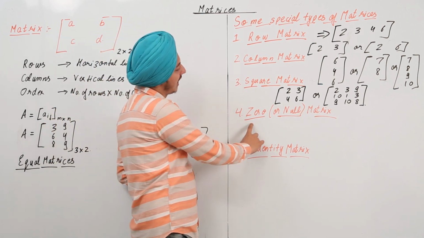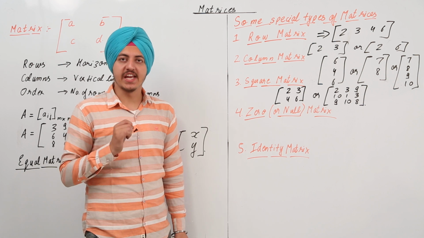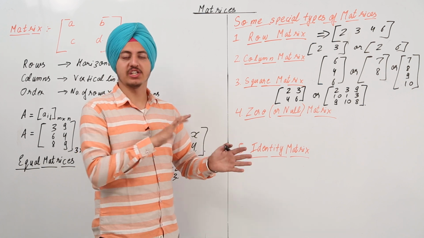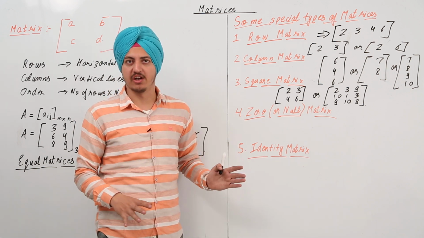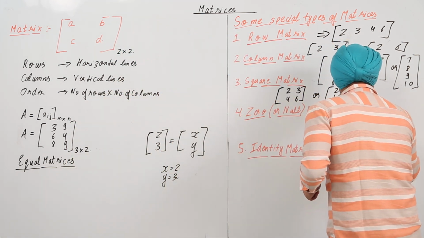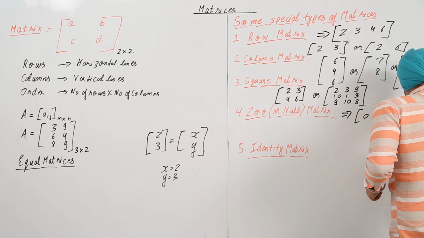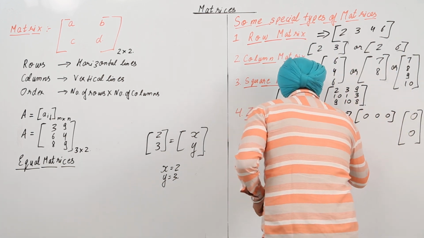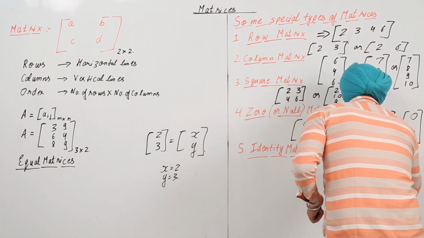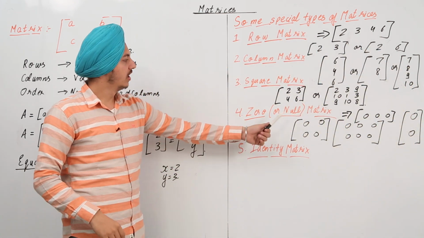Okay. Next, what we have is the zero or null matrix. A zero or null matrix is that matrix in which all the elements are 0. The order does not matter. It can be a row matrix, a column matrix, a square matrix or any other kind of matrix, but all the elements should be 0. So we have the examples 0, 0, 0, or 0, 0, or 0, 0, 0, 0, or 0, 0, 0, 0, 0, 0. All these are zero matrices or null matrices.